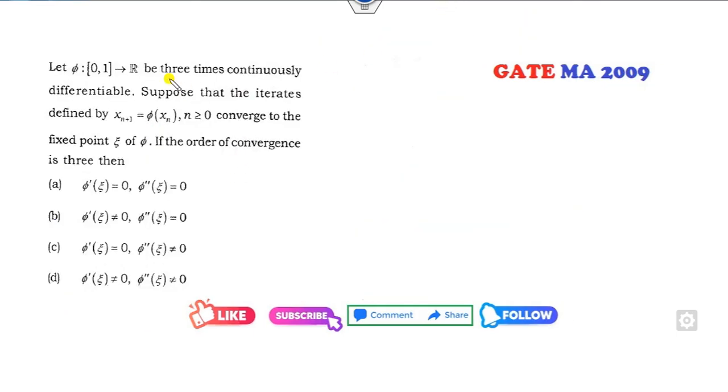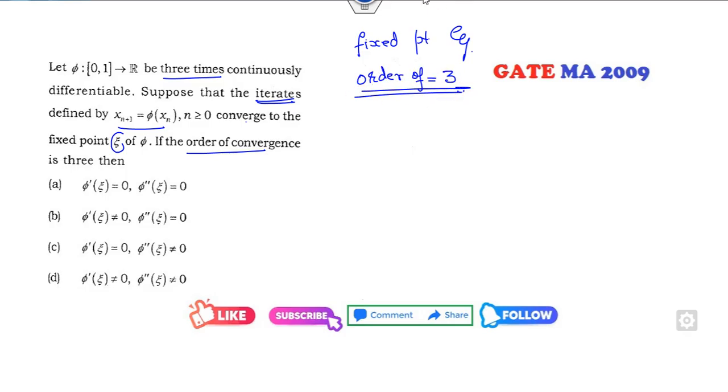If phi is 3 times continuously differentiable, it gives a sequence converging to the fixed point. The fixed point is given to be xi. The order of the convergence is 3. Fine. What does it mean? Order of convergence is 3. That means the third derivative is non-zero. And what about the first derivative? It should be 0. The second derivative should be 0. Fine. Only the third order is non-zero. So first derivative 0, second derivative 0.